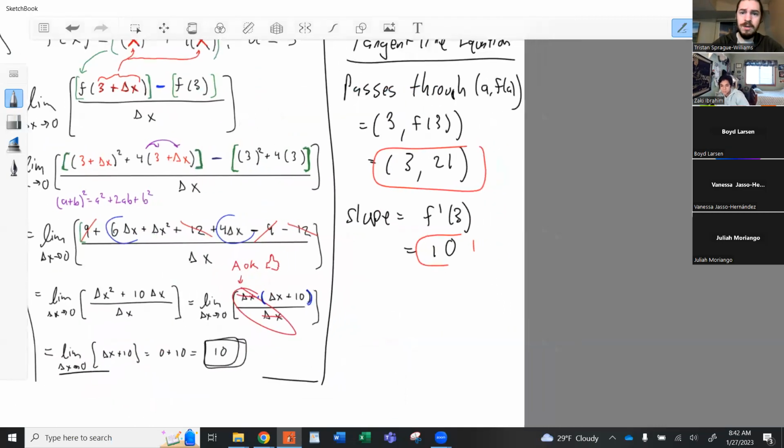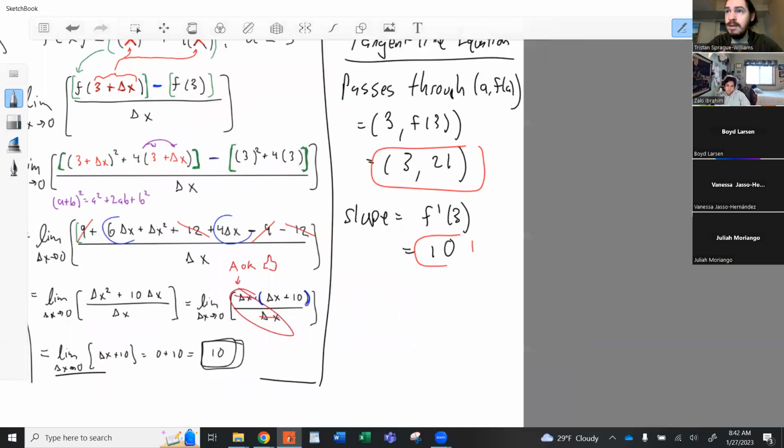Now, what we can use here, if we have a point and a slope, is the point slope form of a line equation, which is y minus a particular y equals the slope times x minus the particular x. That look familiar?